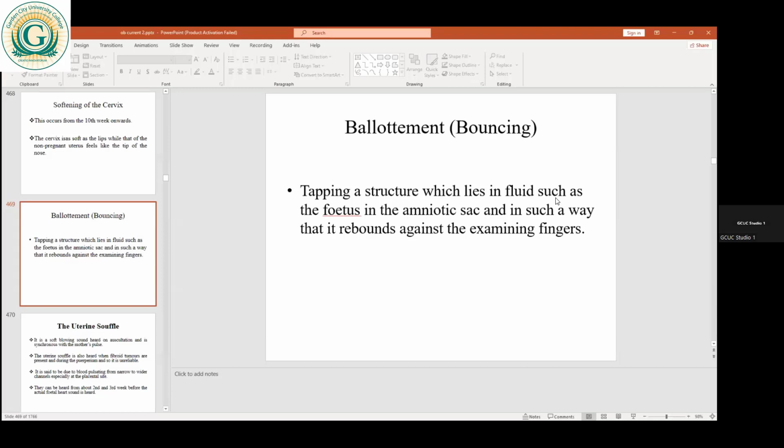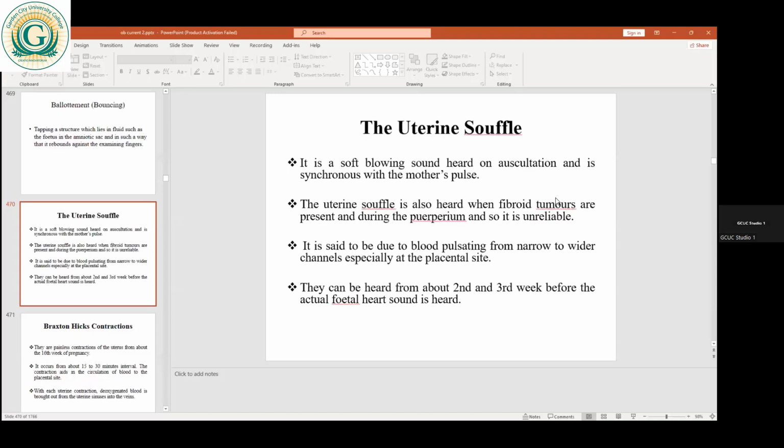Pregnancy. Uterine souffle is a soft-blowing sound heard on auscultation and synchronous with the mother's pulse. The uterine souffle is also heard when fibroid tumors are present. You hear the soft-blowing sound on auscultation when you put the fetal stethoscope, and then you hold the maternal pulse. It is not very reliable because in fibroid tumors, that sound can be heard too. It is said to be due to blood pulsating from the narrow to wider channels, especially on the placenta side.